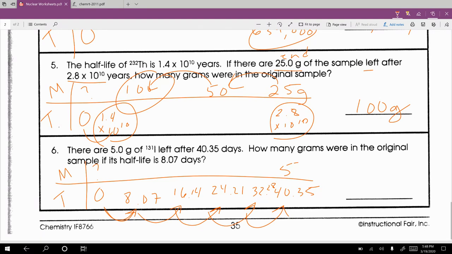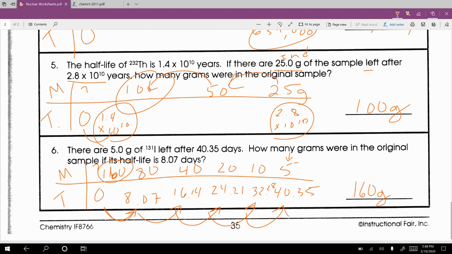Correct? Now we're going to work ourselves backwards. We're going to take this 5 and multiply by 2 across those 5 half-lives, those 5 hops. So that 5 becomes 10. The 10 becomes 20. The 20 becomes 40. The 40 becomes 80. And then the 80 becomes 160. And there's our starting amount, 160 grams.